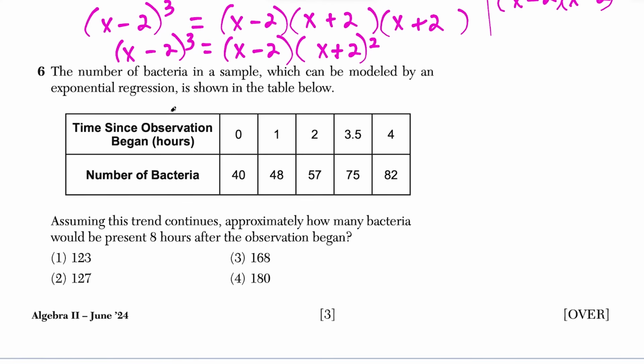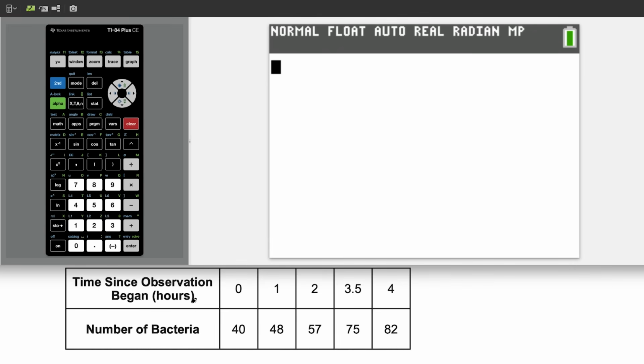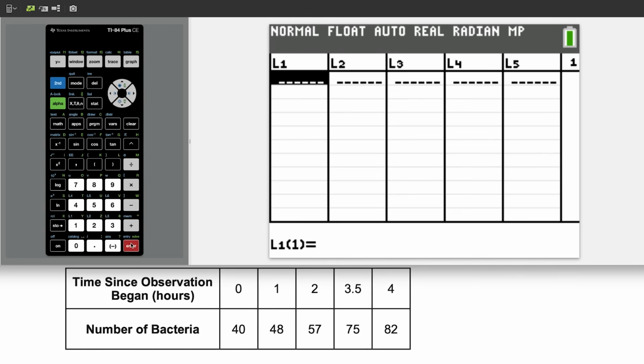Question 6, the number of bacteria in a sample which can be modeled by an exponential regression is shown in the table below. Assuming this trend continues, approximately how many bacteria would be present 8 hours after the observation began? So to generate the exponential regression equation, we're going to go to stats, we're going to press edit, and we're going to enter the values into this table here.